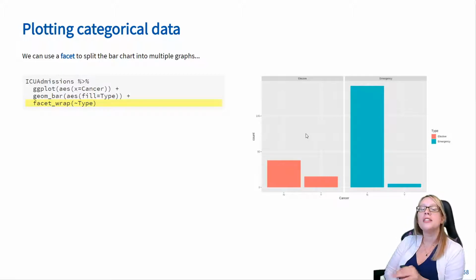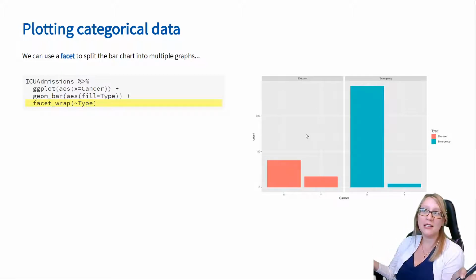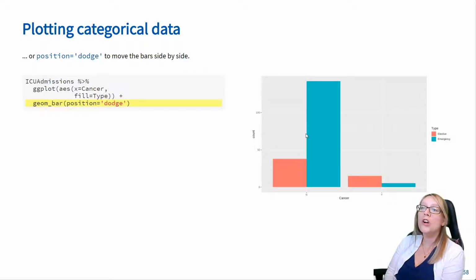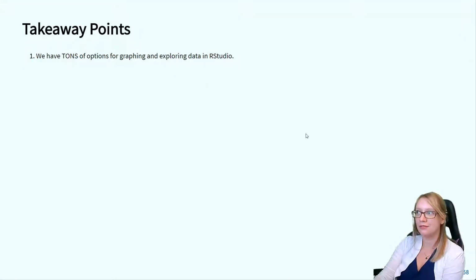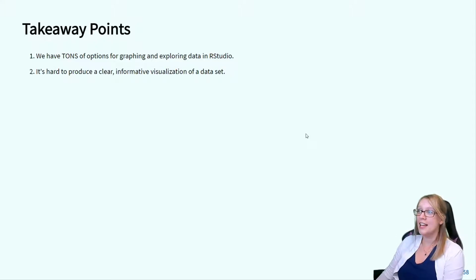We could use, say, a facet to split this graph up into multiple charts. Or we could add position equals dodge. We could dodge the bars, make them stand next to each other rather than stacking them on top. There is a lot that we can do. There are tons of different ways to visualize data, some more effective than others.